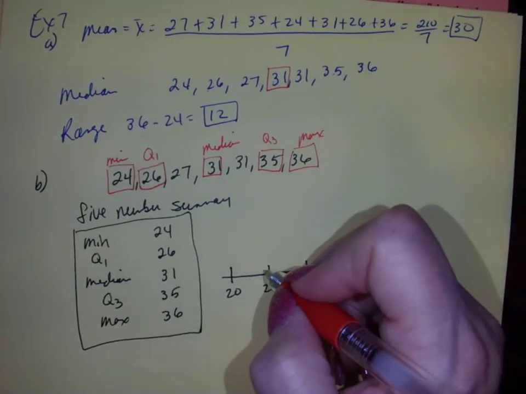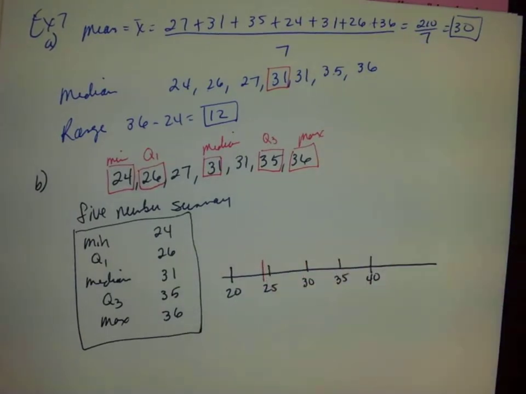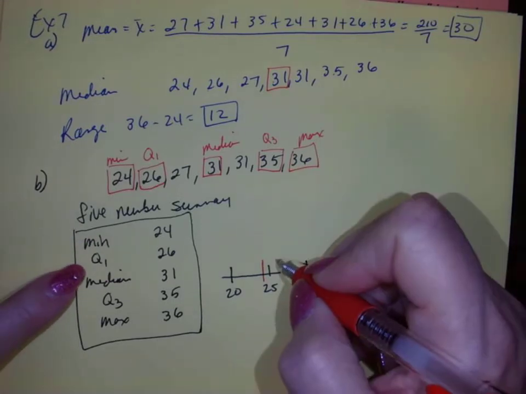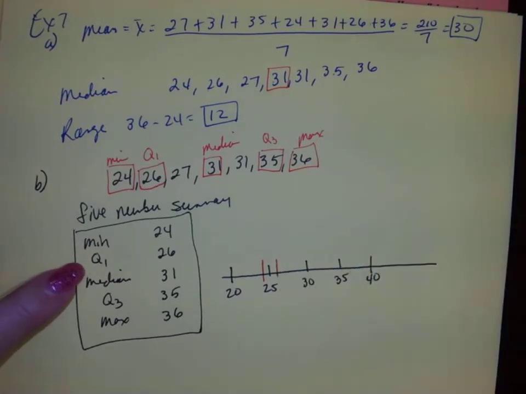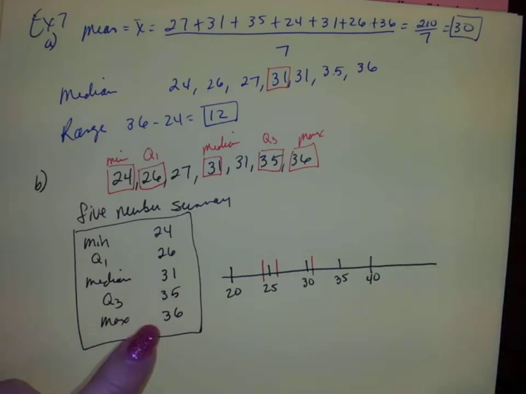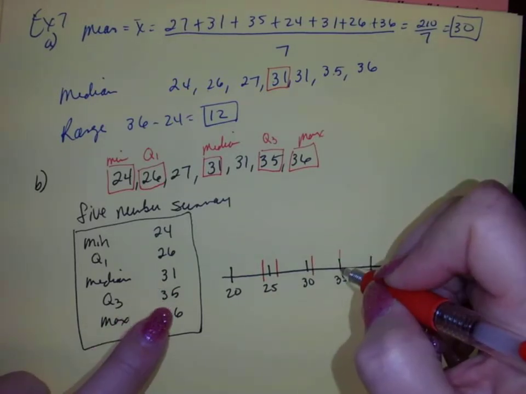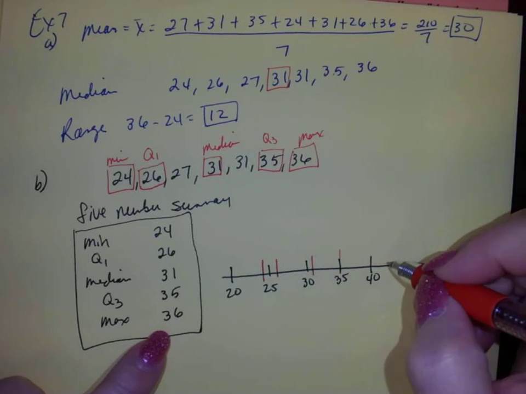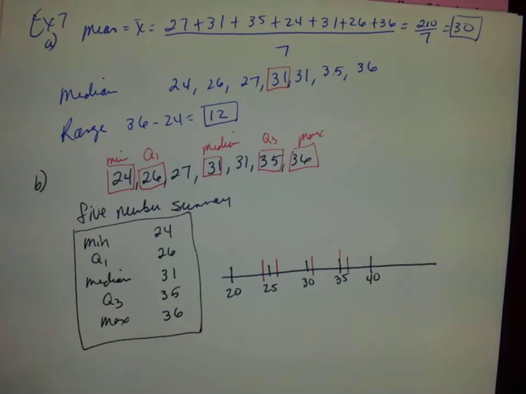All right, so my min is right before 25. It's at 24. My quartile 1 is at 36. The median is at 31. The quartile 3 is at 35. And the max is at 36.